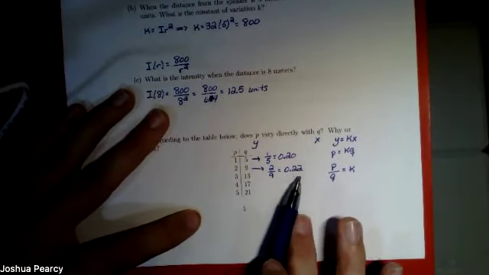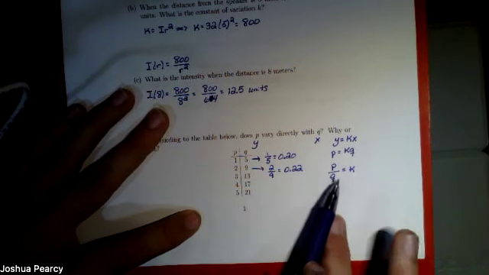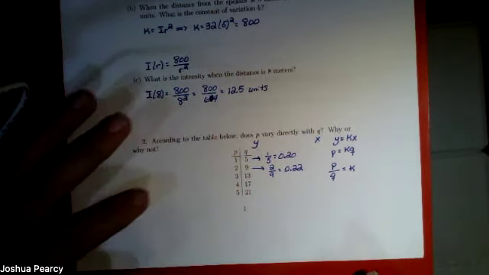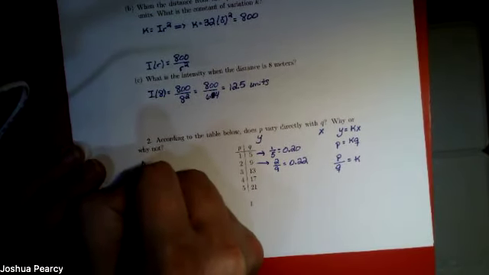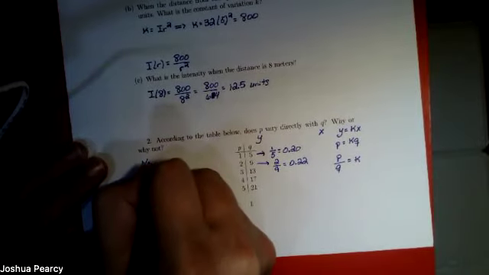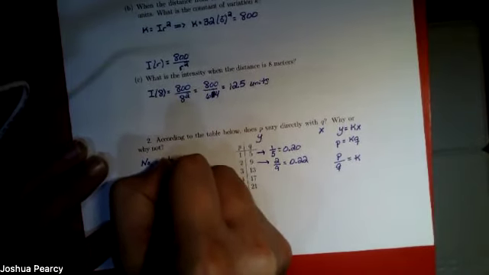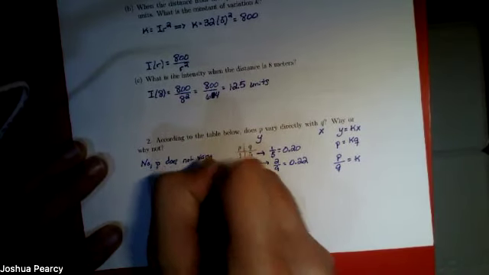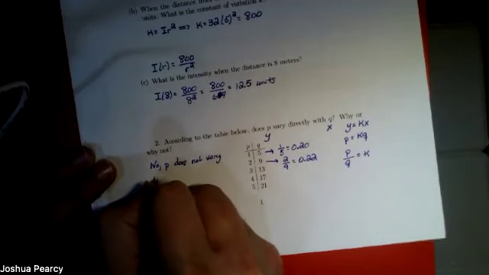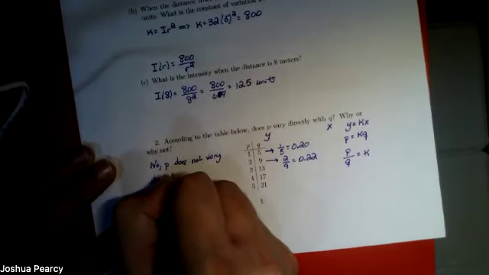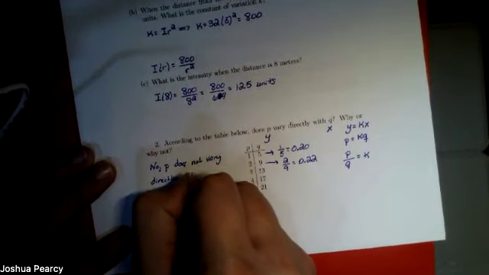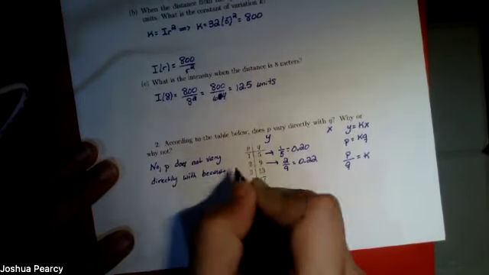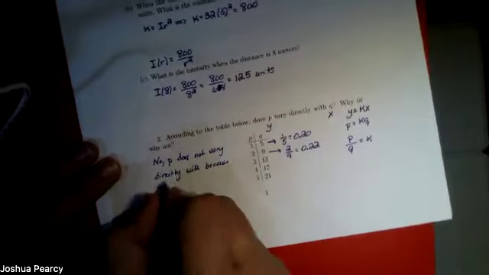So here we already see that these first two aren't even the same whenever we look at the ratio p over q. So that means the constant of variation is not the same. So no, p does not vary directly with q because k is not constant.